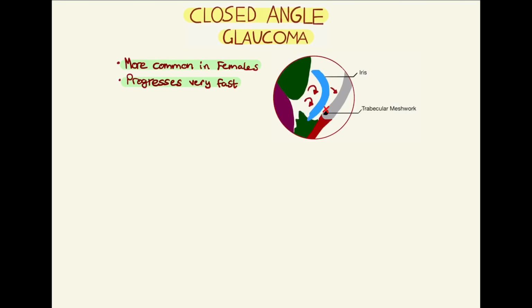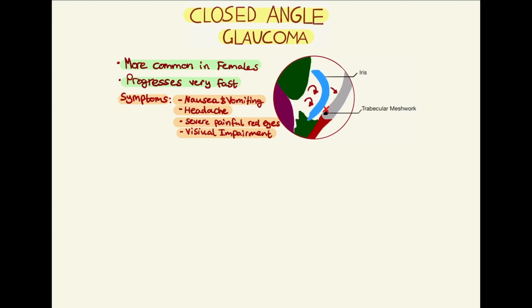This form of glaucoma occurs very suddenly, so the patient may experience symptoms of nausea and vomiting, severe headache, and the affected eye can become extremely red and painful. If not treated immediately, vision can become impaired very quickly. Treatment can be split into two categories: treatment by medication or procedural treatment, which includes laser or surgery.